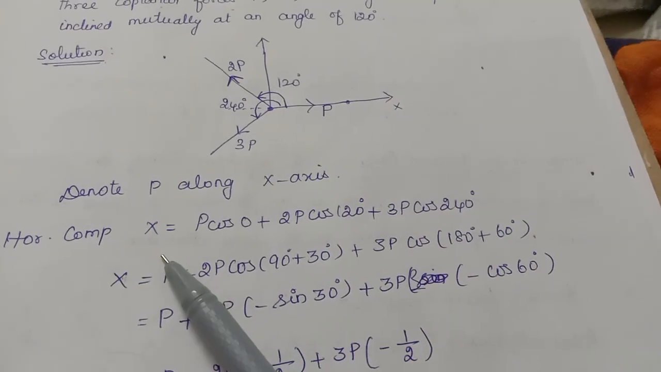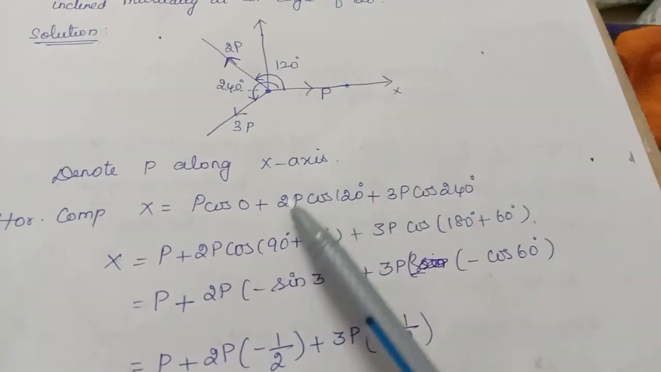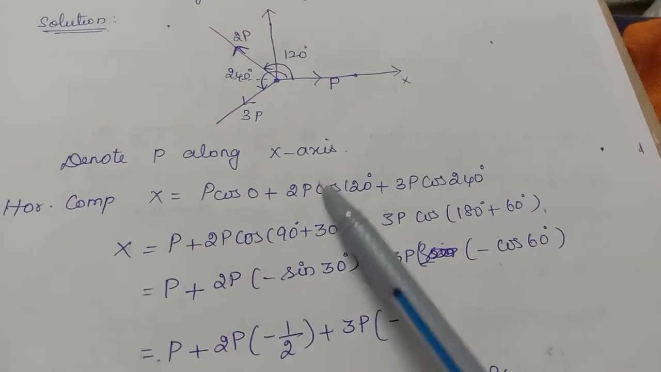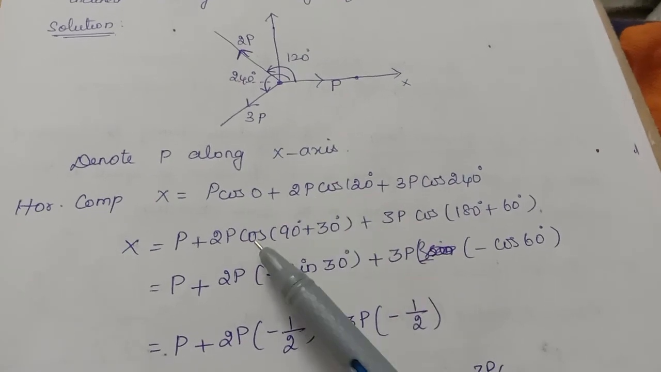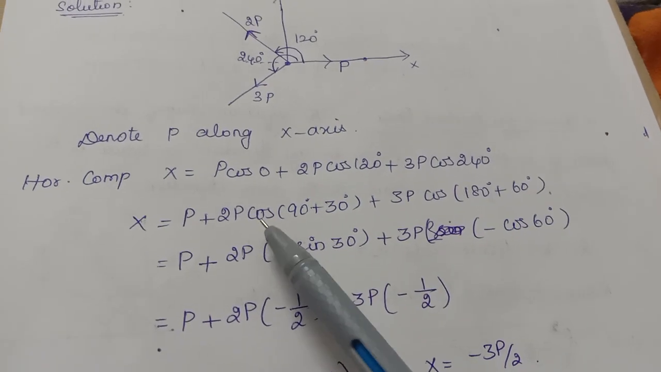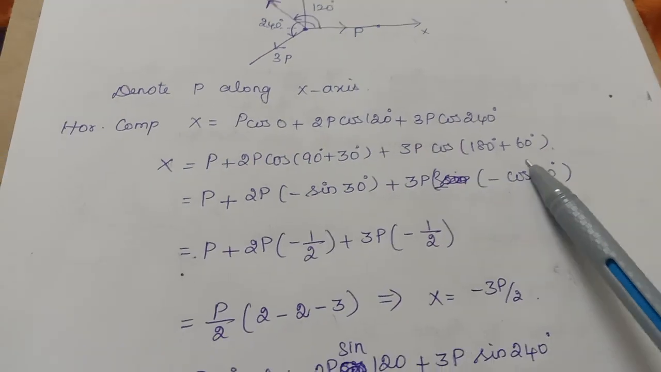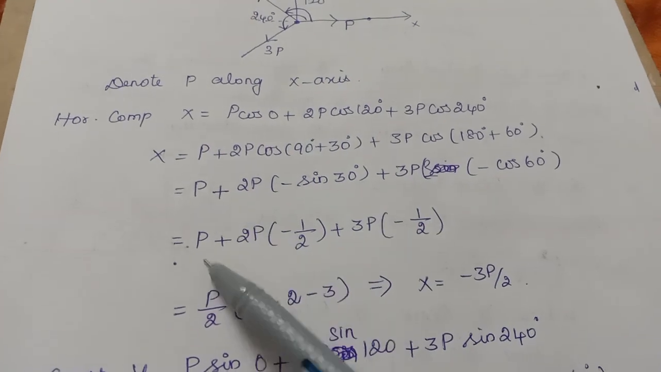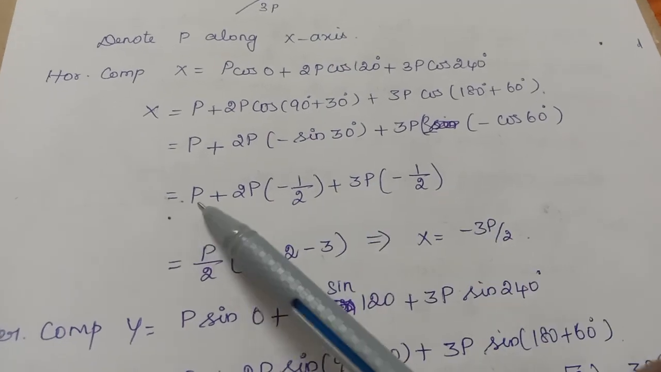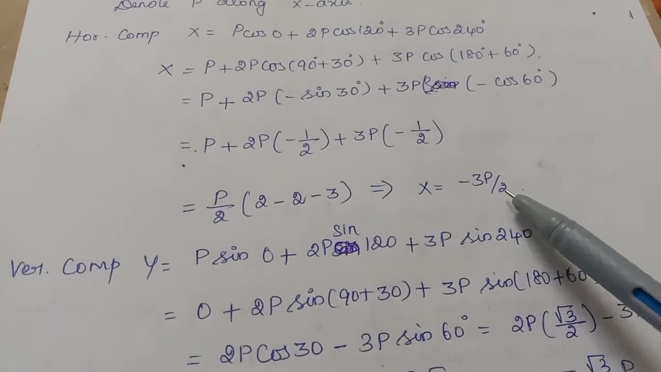Okay, so what is the horizontal component X? Capital X equal to P cos 0, because it is along the x-axis, plus 2P cos 120 plus 3P cos 240. Cos 0 is 1, so P plus, now I have to find these values, no? So let us split. 120 can be written as 90 plus 30 and 240 can be written as 180 plus 60. Cos of 90 plus theta is minus sin theta, so minus sin 30, and cos of 180 plus theta is minus cos theta. So P plus 2P into sin 30, which is minus 1 by 2, plus 3P into minus 1 by 2. Okay, if you take P by 2 outside, it will be 2 minus 2 minus 3. So X is equal to minus 3P by 2.